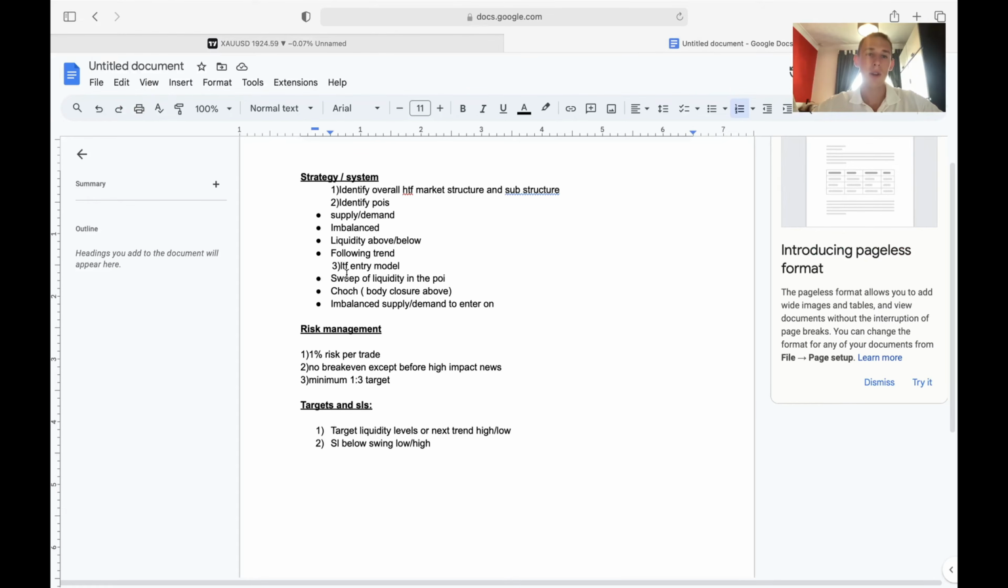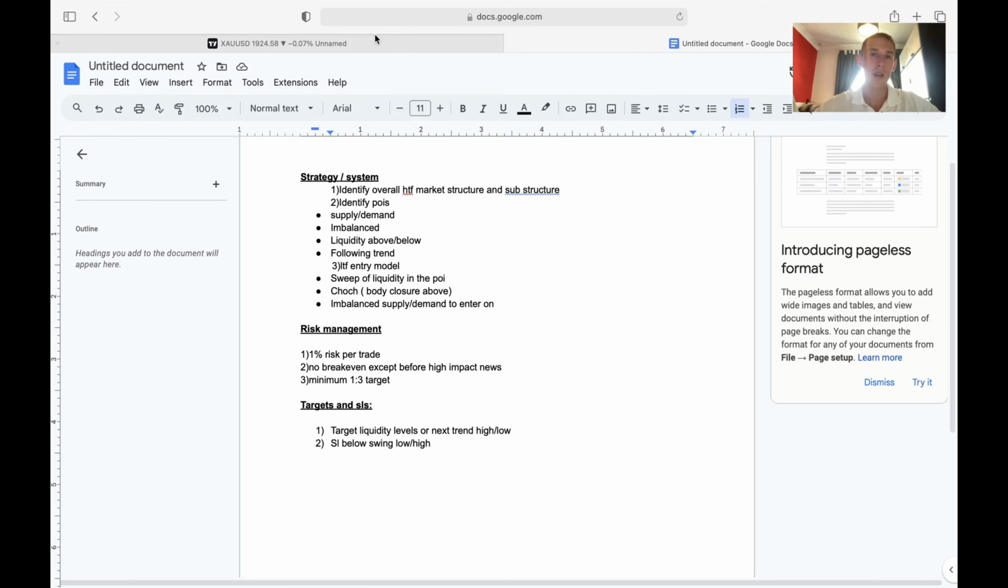Then for number 3, we're looking at lower time frame entry models. To keep this video very simple, I've included one type of entry model, which I find to be the most effective, and it is also the most common one that I currently use. Simply put, what we want to see is a sweep of liquidity in our higher time frame POI. This only applies when price is in our zone, otherwise we're not taking a trade. We want to see a sweep of liquidity followed by a change of character.